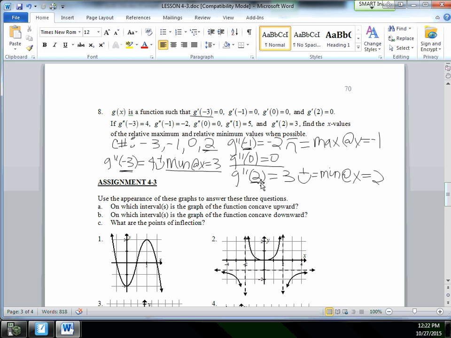So that's all of 4-3: learning how the second derivative tells us what the graph of f is doing, and also how we can test the critical numbers in the second derivative to determine if it's a max or min.